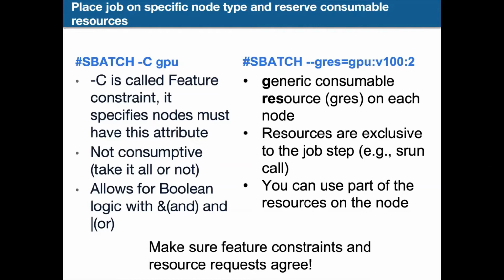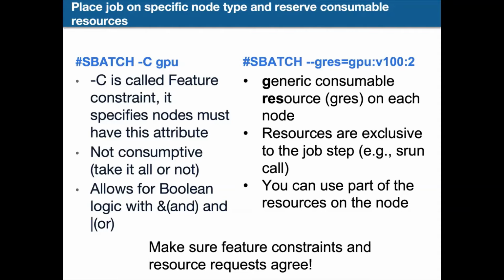The second way to do that is called GRES. GRES does not mean GPU reservation. GRES means generic consumable resources on each node. If you request these resources, they are exclusive for you to use during your job script. If you have multiple job steps in the job script, it is also exclusive for you to use in each job step. And for this part, you can use part of the resources on the node, compared to the feature constraint.